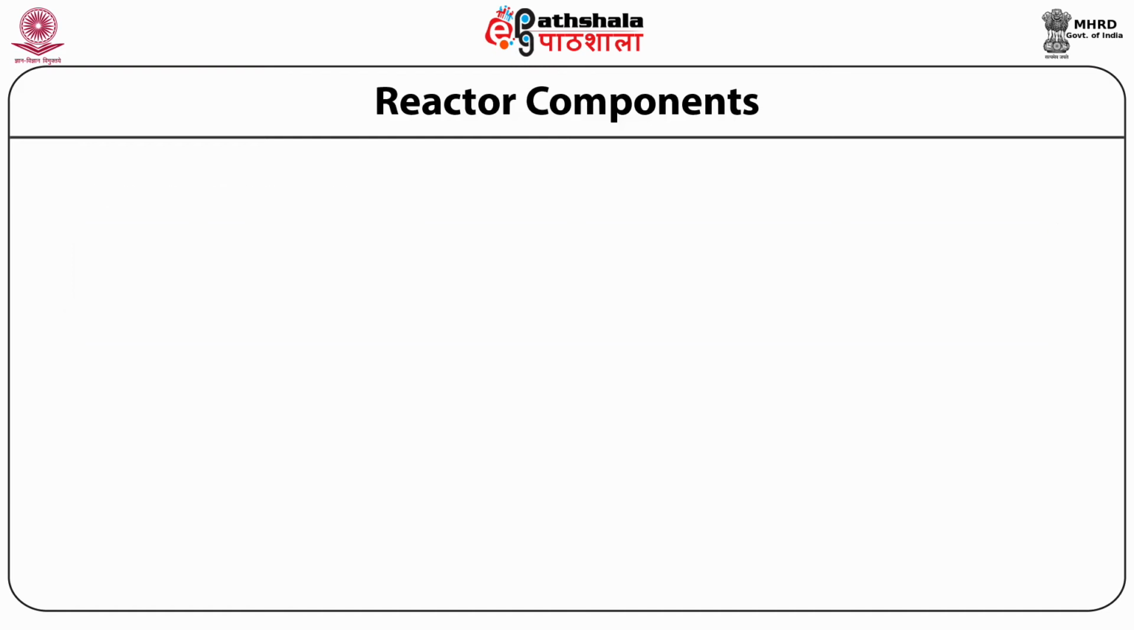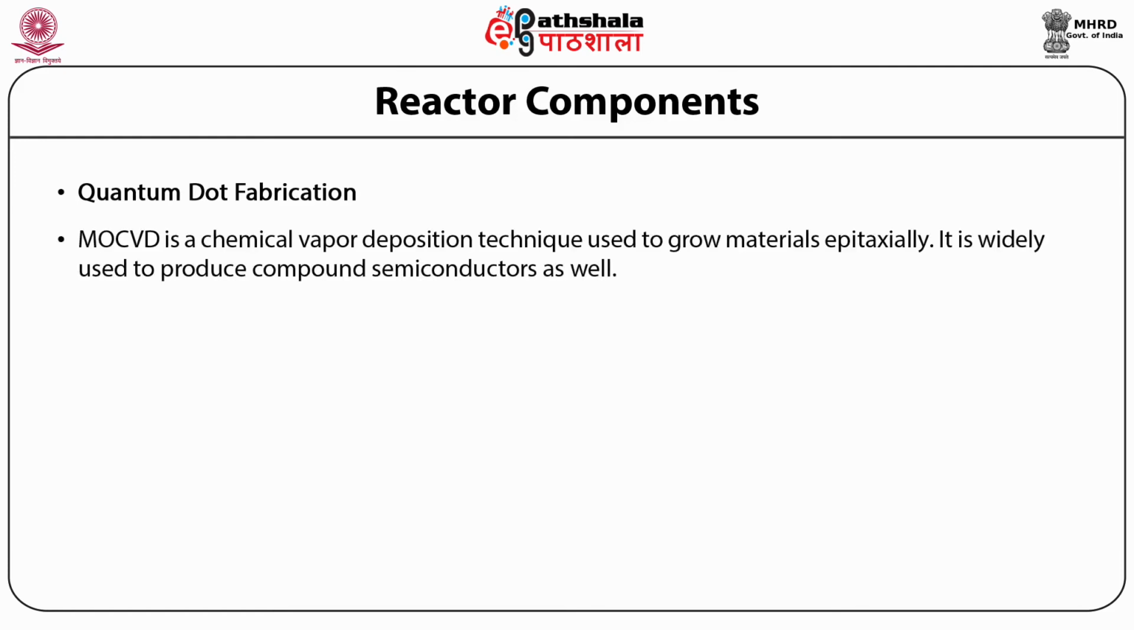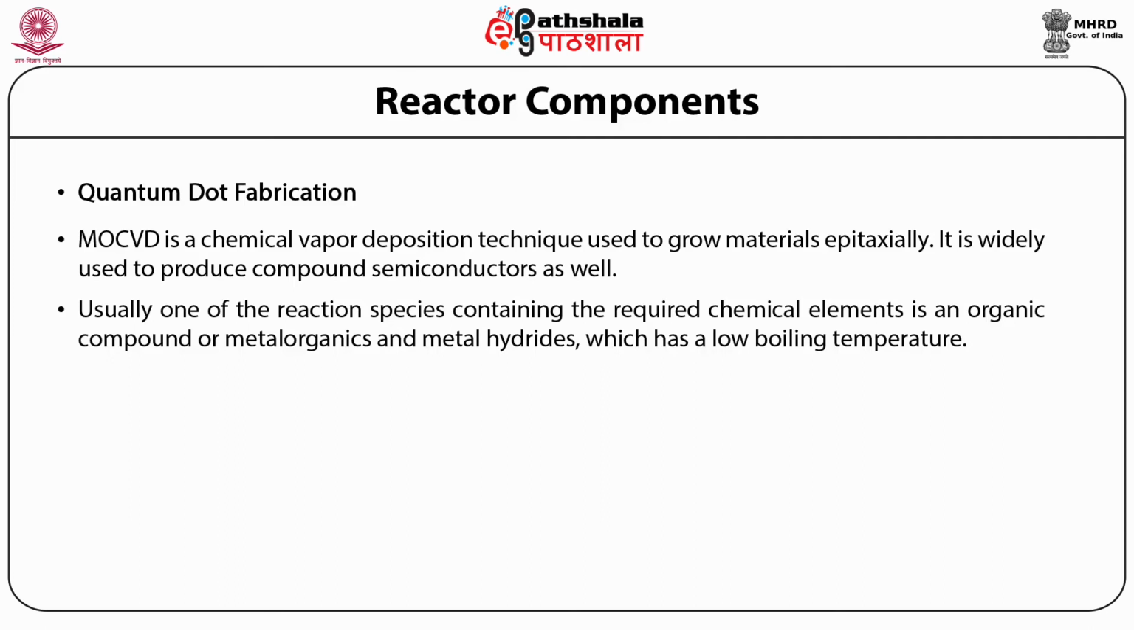Now let us see the quantum dot fabrication. MOCVD is a chemical vapor deposition technique used to grow materials epitaxially. It is widely used to produce compound semiconductors as well. Usually, one of the reaction species containing the required chemical element is an organic compound or metal organics and metal hydrides which has a low boiling point.